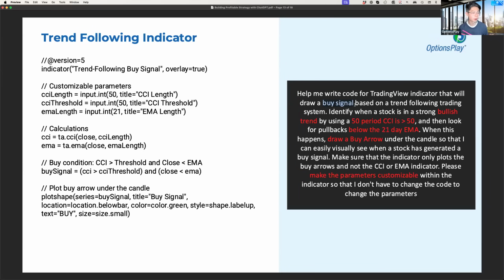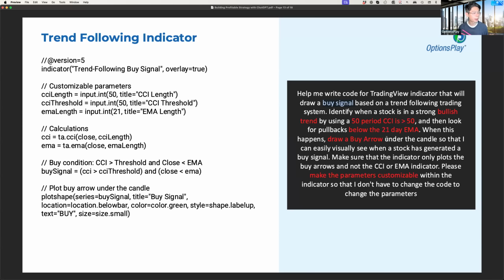That's really an important part. So draw me a buy signal based on a trend following trading system. And what I'm trying to do is identify what that trend following system is. I basically said, identify when a stock is in a strong bullish trend by using a 50-period CCI. And when it's above 50, that is when I consider the momentum to be strongly positive. And then look for pullbacks below the 21-day EMA.